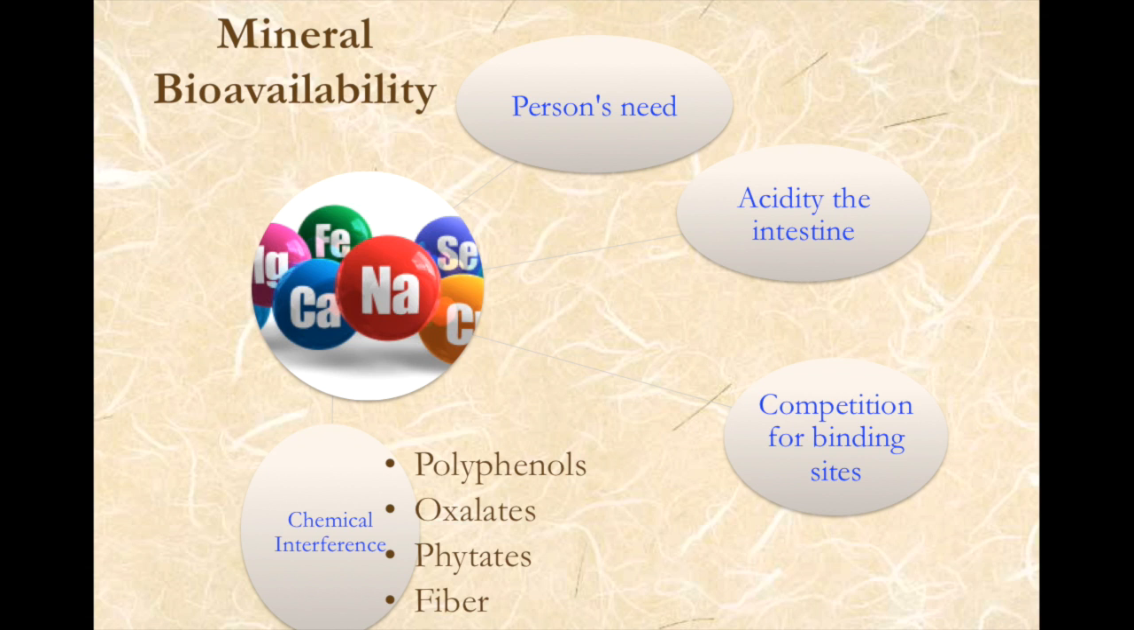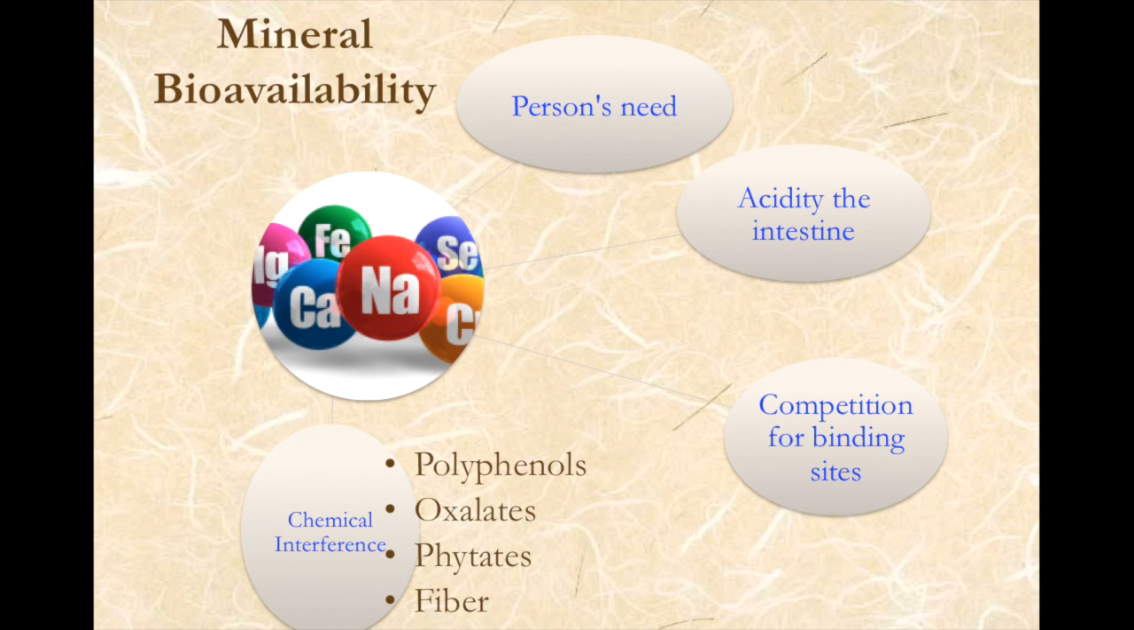So number one, person's needs. So if you're deficient in a mineral, you're going to absorb more of that mineral. If you're not deficient in the mineral, then the body will downregulate absorption. And that is to protect you, because many of these minerals can be, for lack of a better word, poisonous if they were consumed in really large quantities, or they would have negative or detrimental effects. So your individual requirements will help upregulate or downregulate absorption or bioavailability.